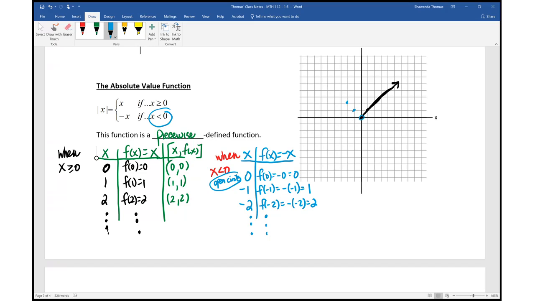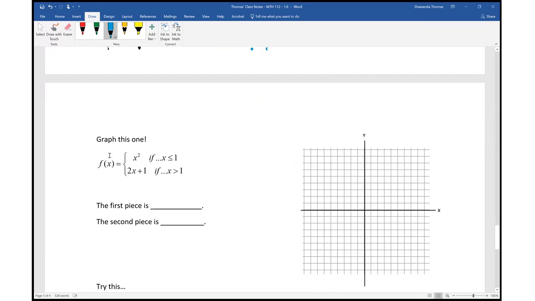So you see where the absolute value function gets its V shape, because of those two pieces of the piecewise defined function. Notice that for those two different pieces, we already got 0, 0 shaded there from the first side. So that open circle really didn't matter, because it was already shaded there. Let's go to the next one.